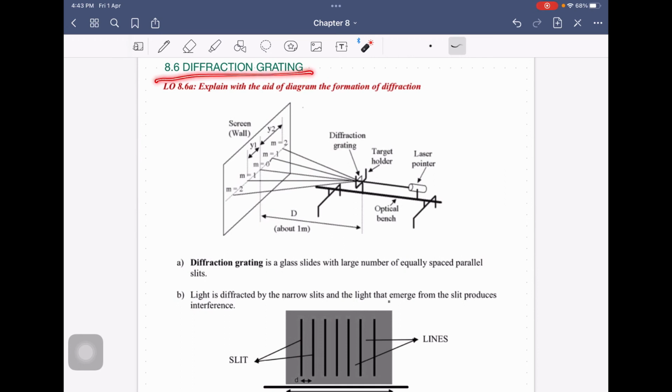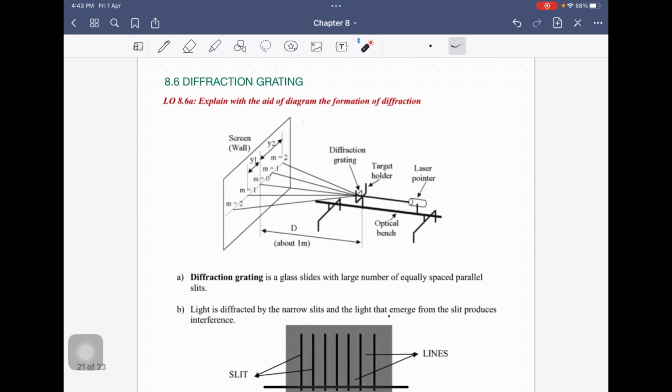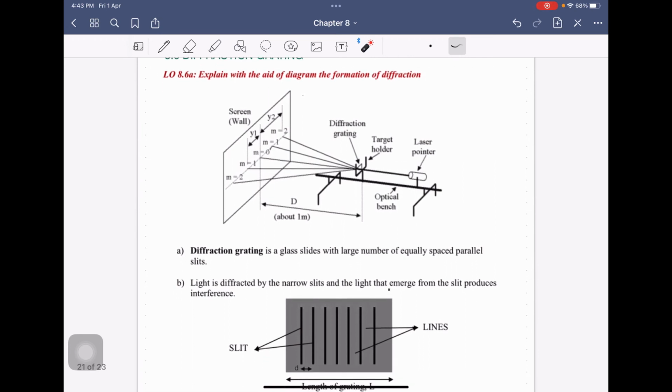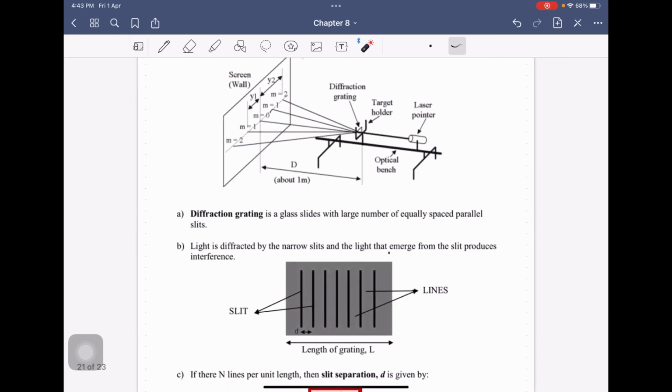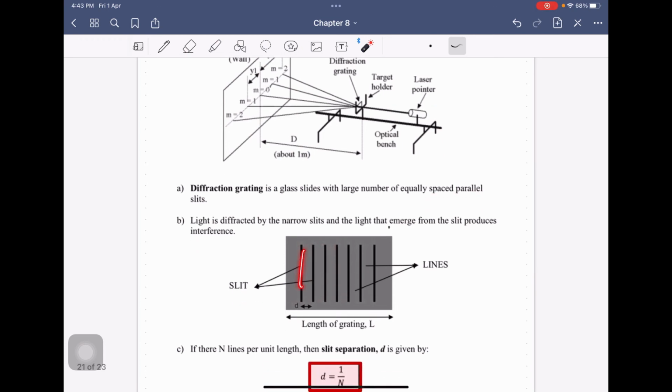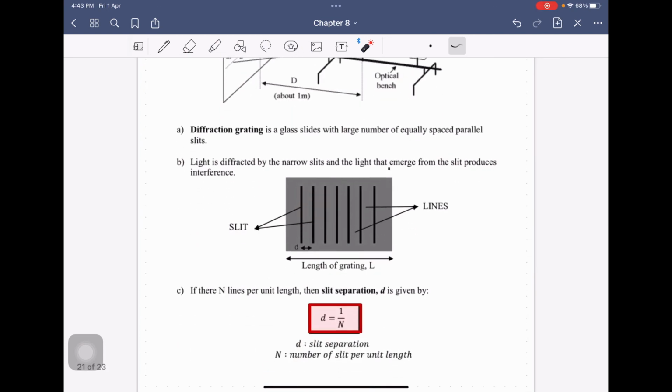Okay, kita nak lihat kepada 8.6 diffraction grating. Okay, apa yang dimaksudkan dengan diffraction grating? Diffraction grating is a glass slide with large number of equally spaced parallel slit. Okay, so this one is slit. Alright, D adalah slit separation, and then this one is line. Okay, light is reflected by the narrow slits, and the light that emerge from the slit produce interference.